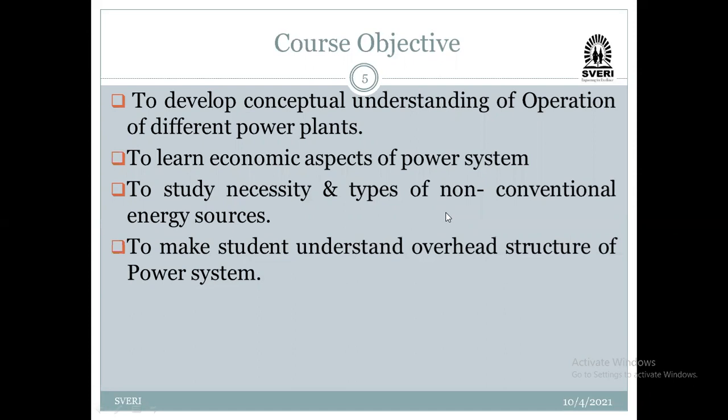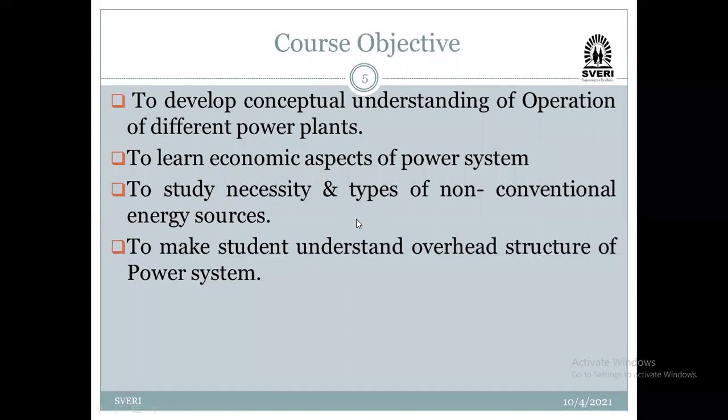Then the necessity and the types of non-conventional energy sources. Why are we going to study this subject? We have to study the different conventional and non-conventional energy sources. That's why we are going to study this subject.